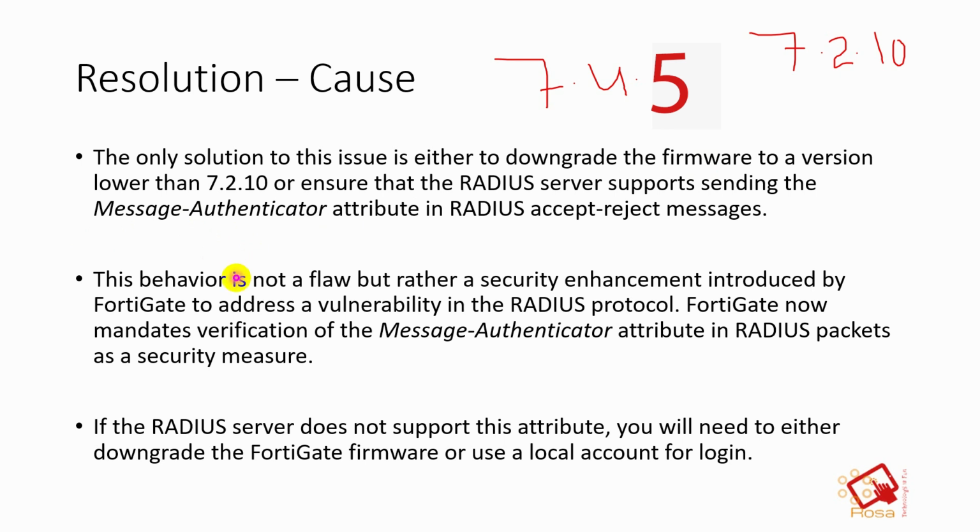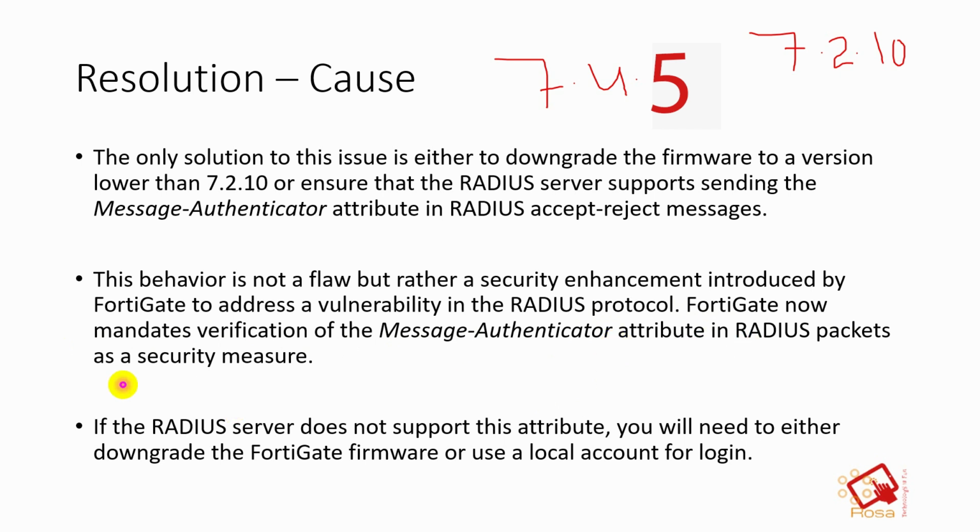message authenticator attribute. This behavior is not a bug but rather a security enhancement introduced by Fortigate to address a vulnerability in the Radius protocol. Recently there was a vulnerability announced in the Radius protocol. As a response to that vulnerability, Fortigate has introduced this verification of the message authenticator attributes. So Fortigate now mandates verification of this message authenticator attribute in Radius packets as a security measure.